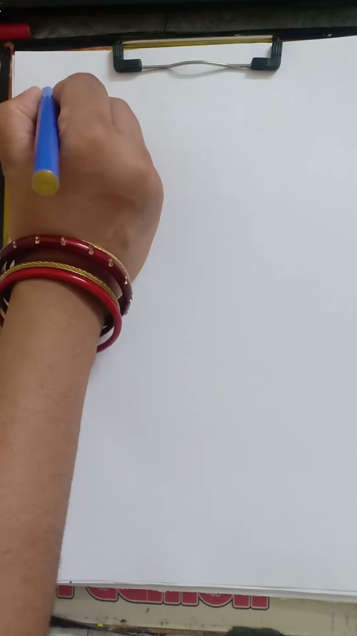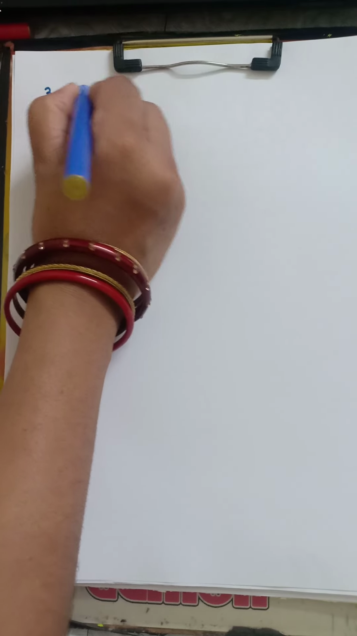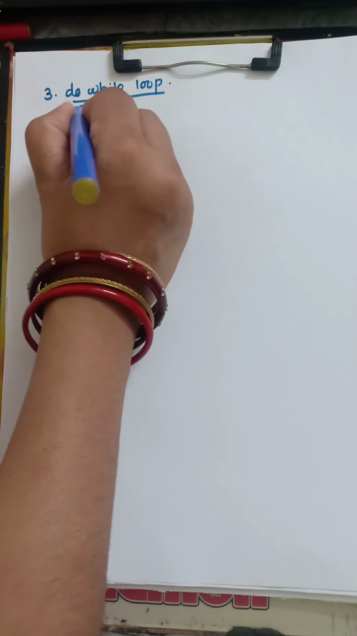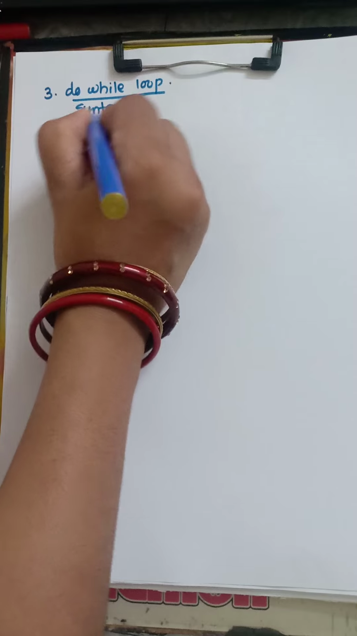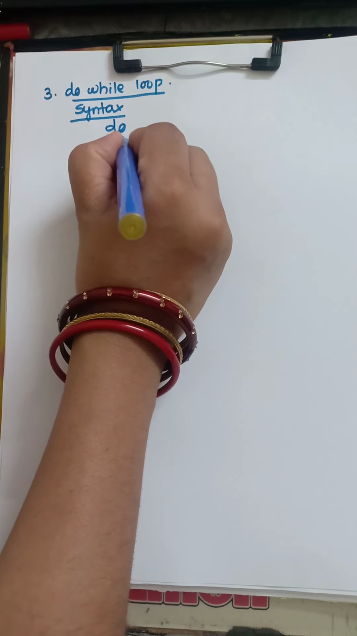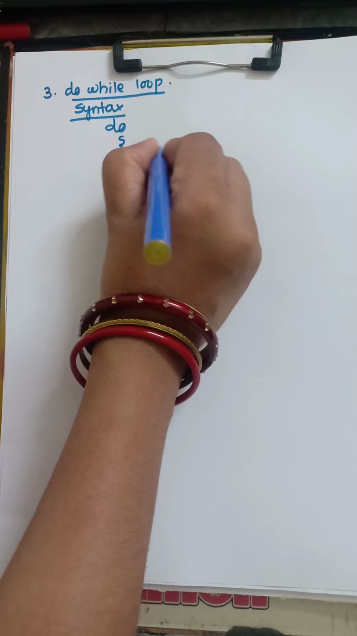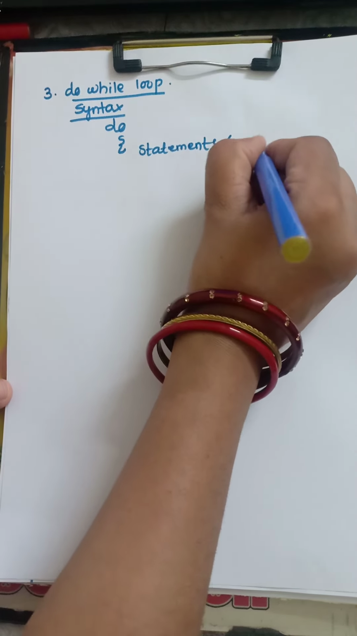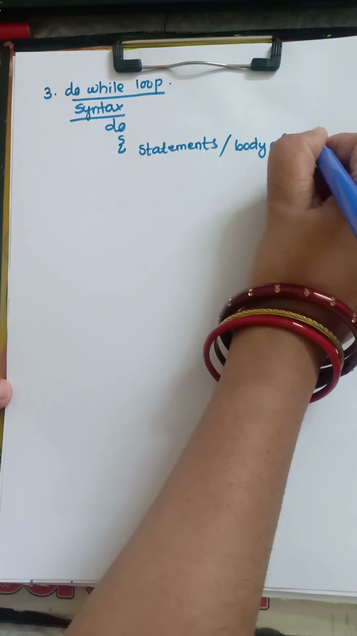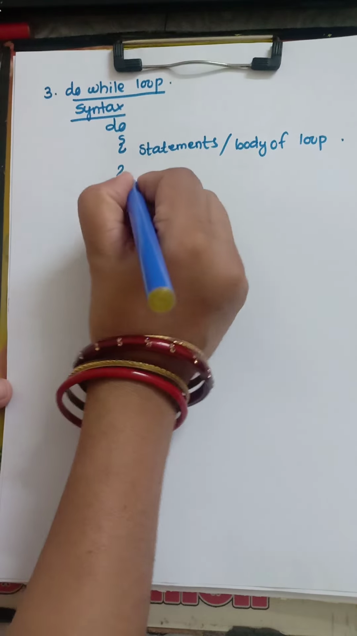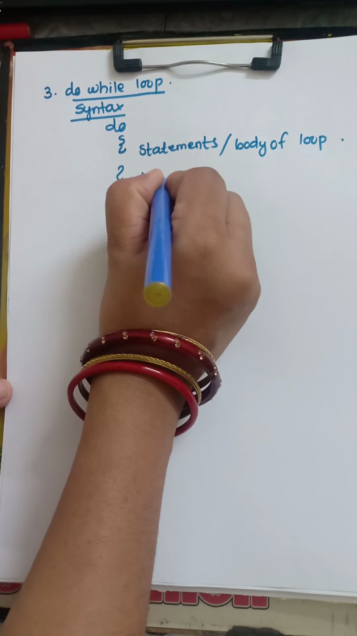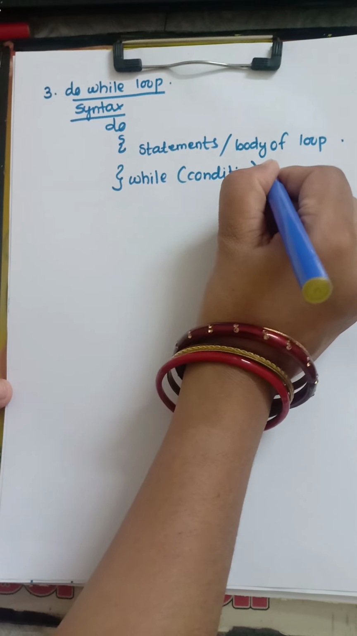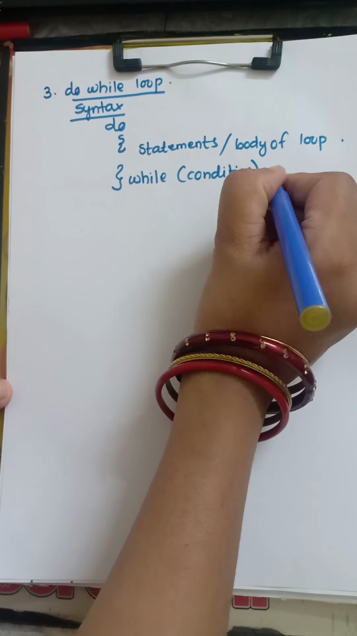Okay, so our while loop is finished, and the third one is what? Do while loop. So what is the syntax? Do, then there are statements and the body of the loop. Next, here we use the condition using while, and here is a semicolon, but in the while loop there is no semicolon.